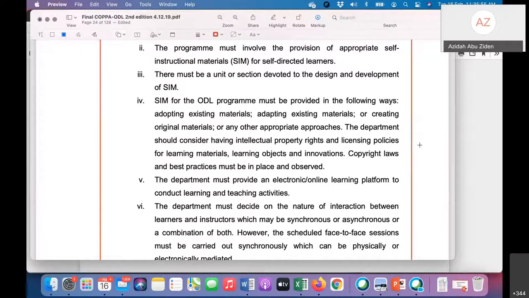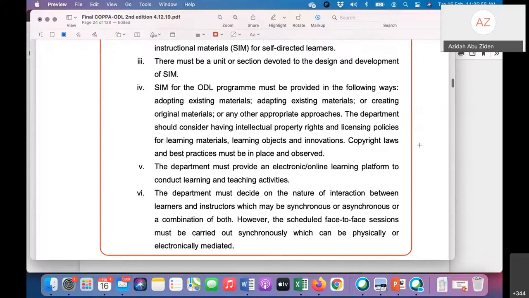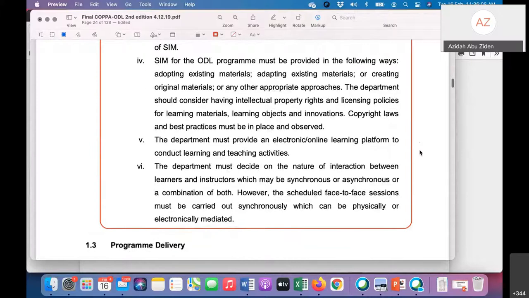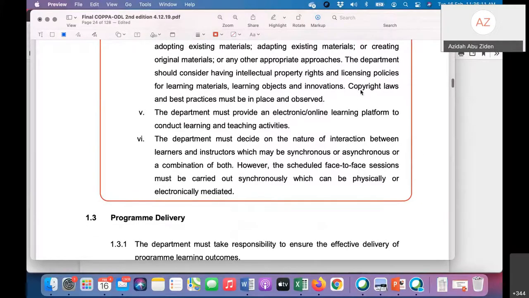Whatever yang saya terangkan memang berasal daripada this COPA. So untuk keterangan yang lebih terperinci, you can refer to this particular document. Alright, okay. See, it mentioned about copyright law and best practices must be in place and observed, meaning that you kena decide lah, okay, whether you are going to use OER or you are going to put copyrighted materials and so on. So sometimes it can be decided by the lecturer.